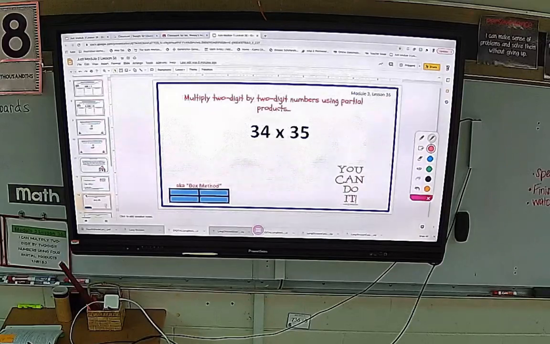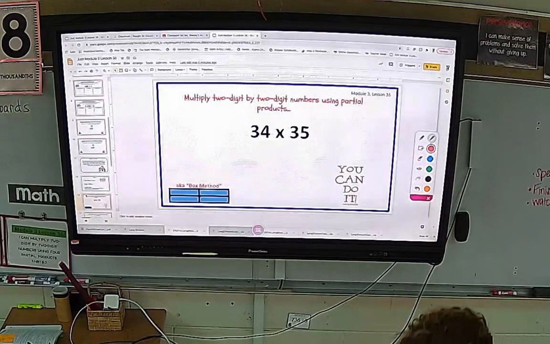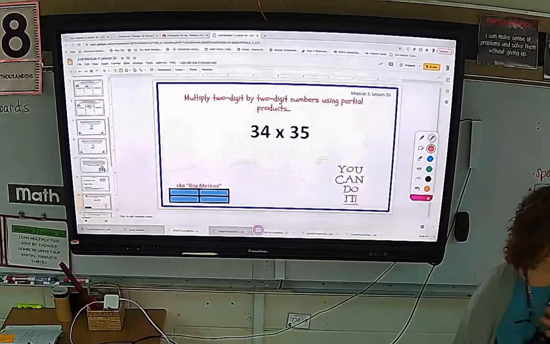I do want you to put the top on your marker and lay it down. I do want you to really pay attention to how this is going to change. This is the way we're going to do the area model most of the time. Okay? All right, lay that down. Go ahead and do that.